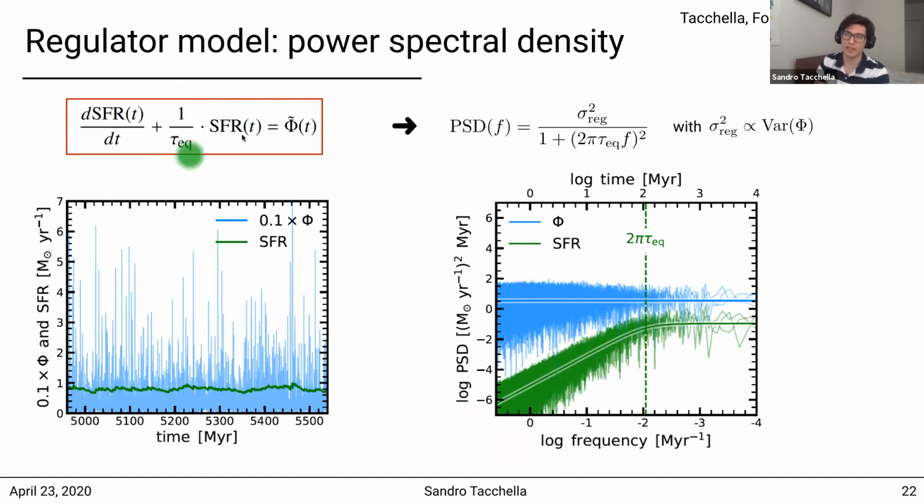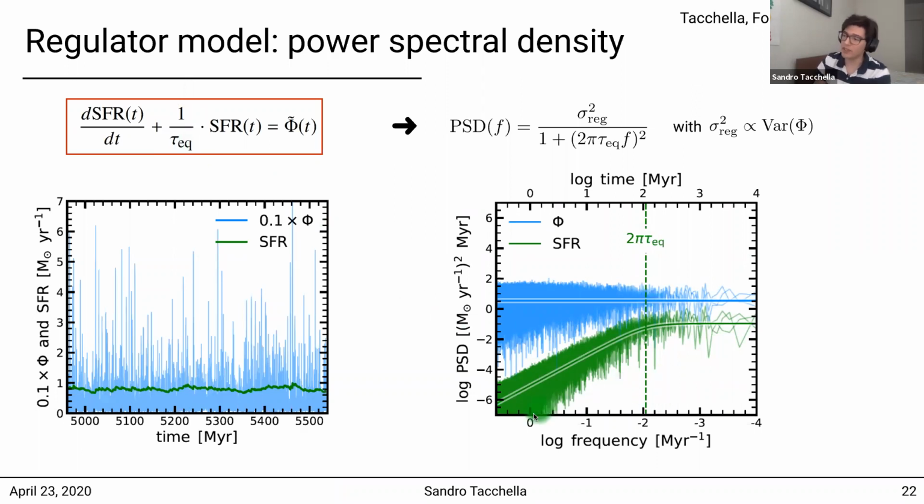So you can see that this is basically acting as a damping term, and the equilibrium time scale, so the time scale that tells you how quickly you are able to converge back to the equilibrium star formation rate, is playing the crucial role. And it's also imprinted in the power spectrum.